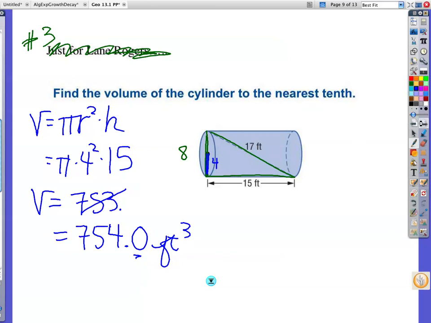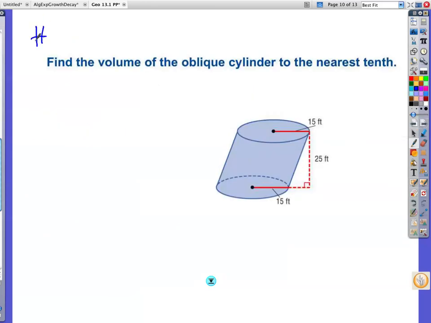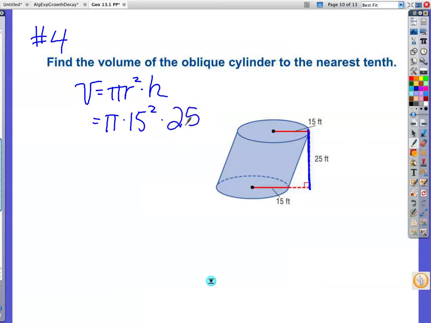Okay, example number 4. Find the volume of the oblique cylinder to the nearest 10th. Okay, this is the height from here to here. Okay, we're not doing the slant height on this. The slant height is not the same as the regular height. You have to use your height. So I'm still going to use the same formula. So pi r squared times the height of the cylinder. Pi, the radius is 15. I'm going to square that. Take it times the height of the cylinder, which is 25. And then all we have to do is calculate.